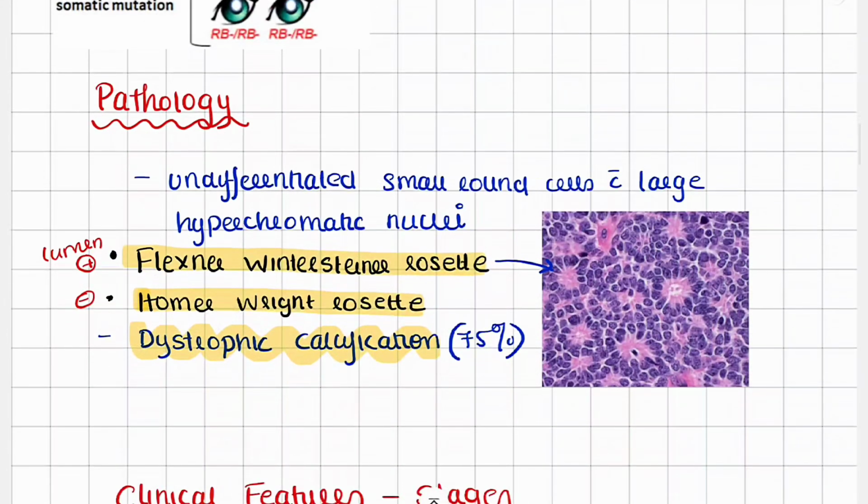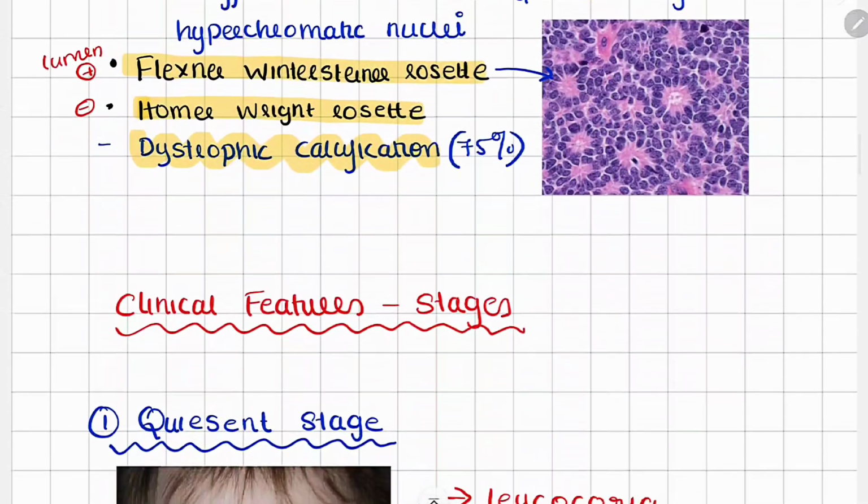Now coming to the pathology, we can see undifferentiated small round cells with large hyperchromatic nuclei. And then we can see 2 types of rosettes: Flexner-Wintersteiner rosettes, that is with the lumen, and Homer Wright rosettes, that is without the lumen. And dystrophic calcification is pathognomonic and is seen in 75% of the cases.